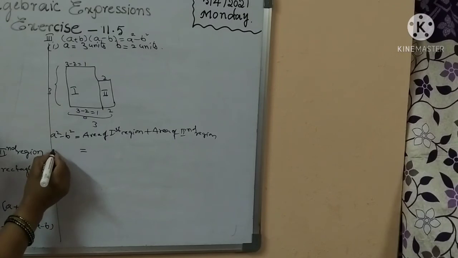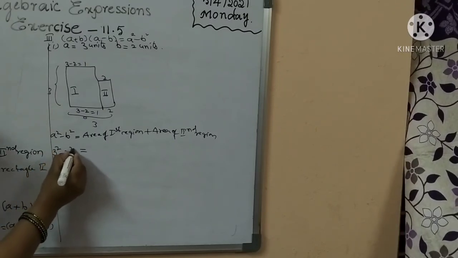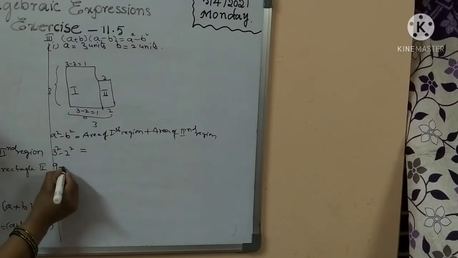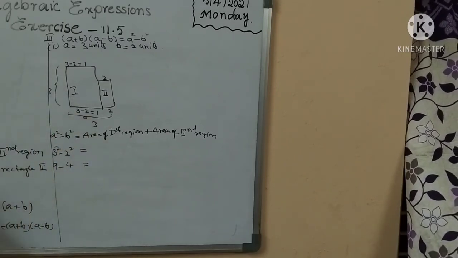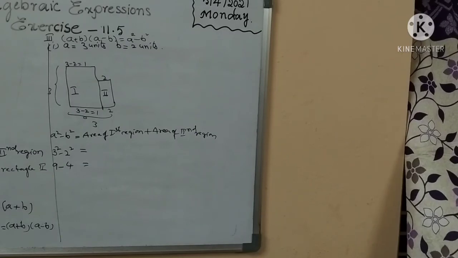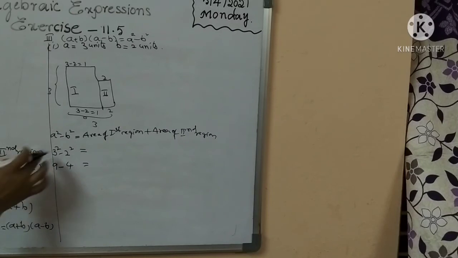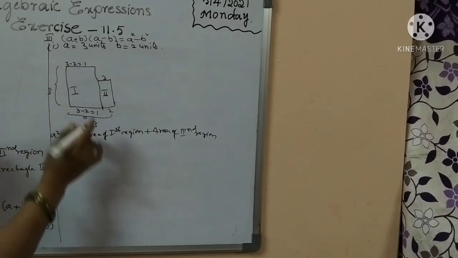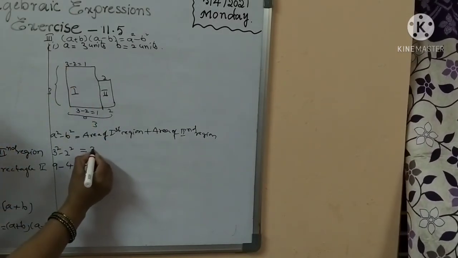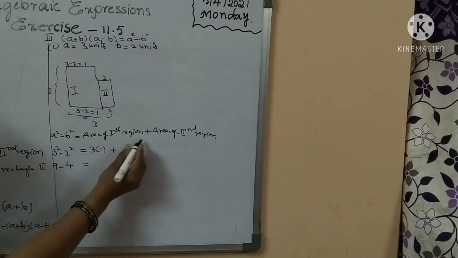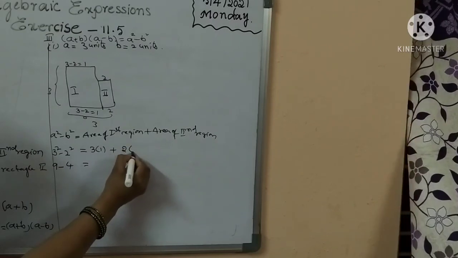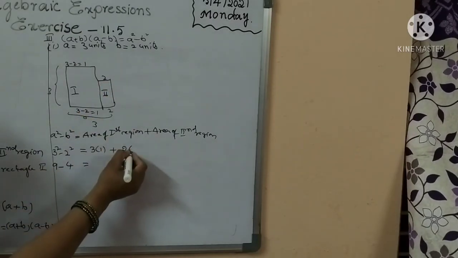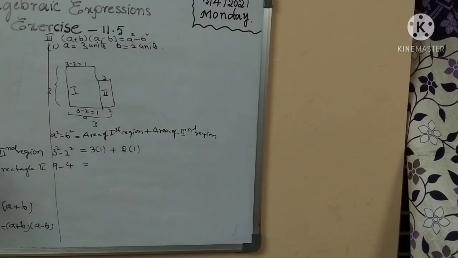a square minus b square means 3 square minus 2 square. So 3 3s are 9 minus 2 2s are 4, is equal to the area of the first region. How to write the area of the first region? a into a minus b. So here write 3 into 1, plus next, 2 into b, which is 2 into a minus b, 3 minus 2.